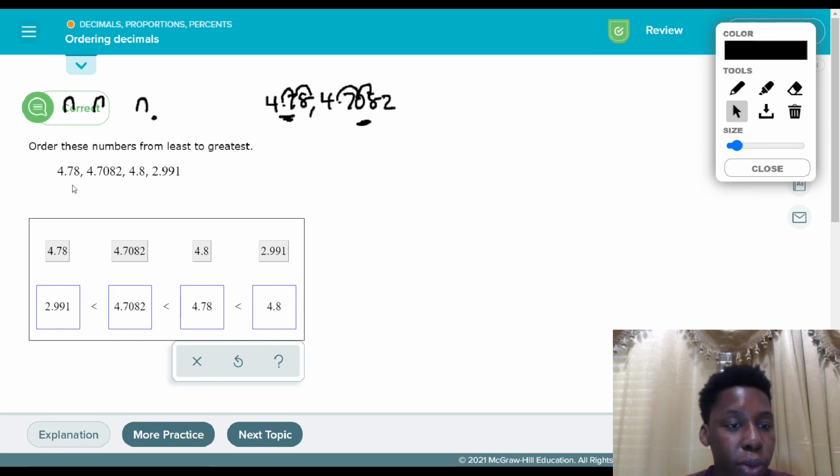Next we're working with 4.78 and 4.7082. Since we already stopped here at 7, we look through the next one, which is 8. We stopped here at the 7 also, so we look through the next one, which was 0. And 8 is bigger than 0. Since we're currently housing 8 and 0 here, we can safely say 4.78 was bigger than 4.7082, which we ordered here. So we put the numbers from the least to the greatest: this is the smallest, then the next smallest, the next greatest, and the greatest.